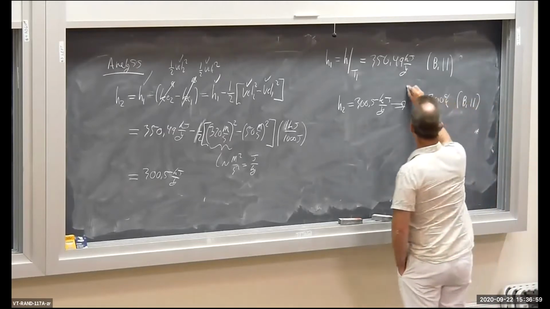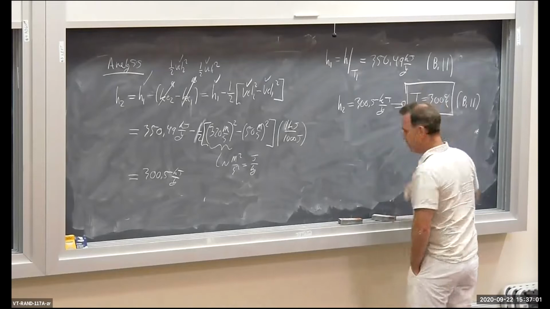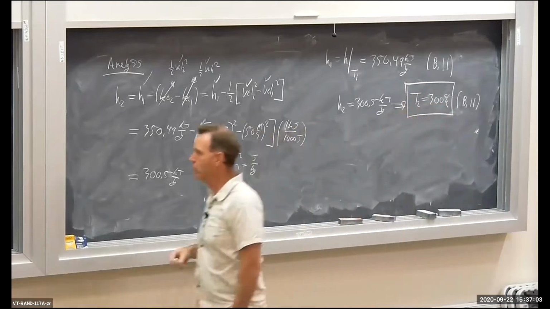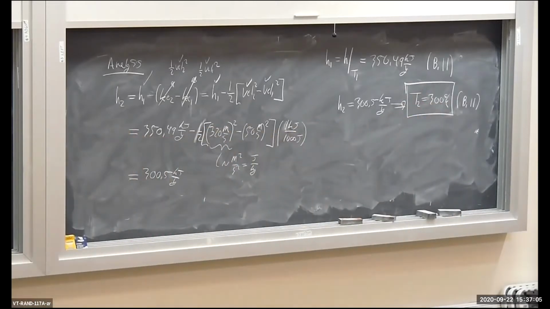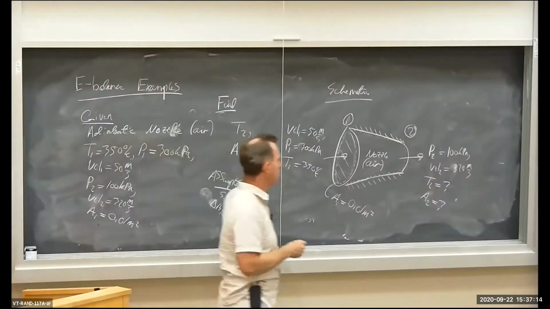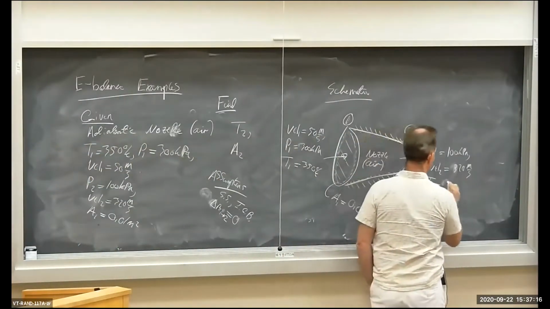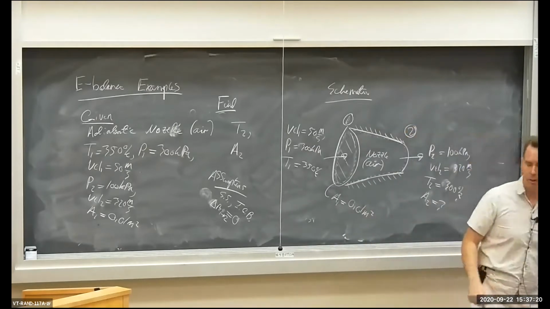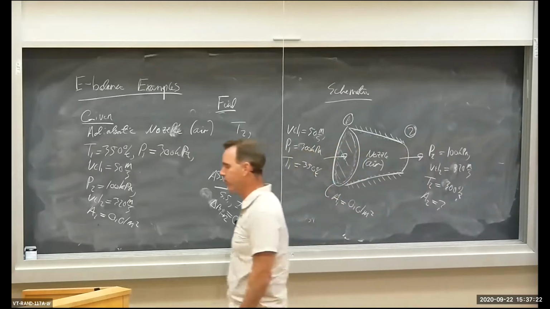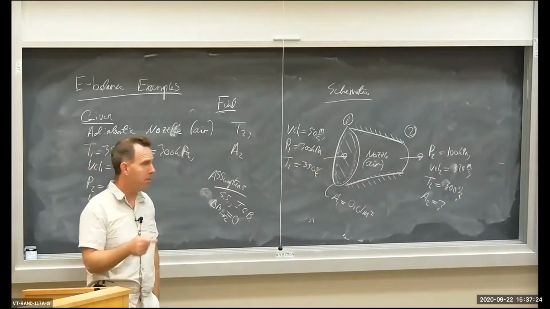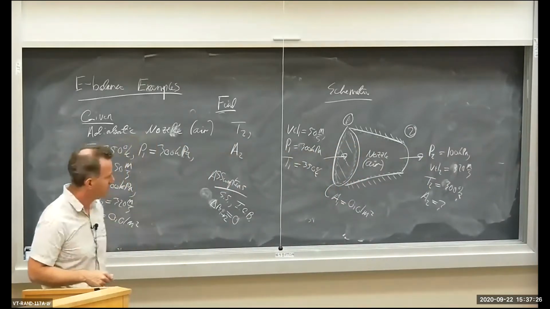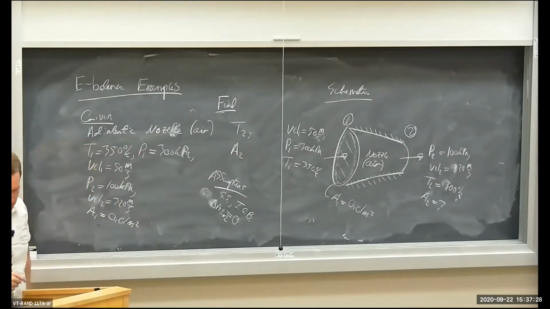So outlet temperature, 300 degrees Kelvin. We started off at 350, and the temperature goes down to 300 degrees. So the temperature fell. Why did it fall? Because we're converting internal energy and pressure power into kinetic energy. It cooled as it accelerated.